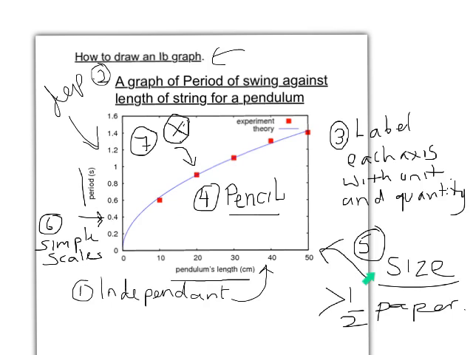Number 5, make sure your graph is a sensible size. Make sure that it covers more than half the whole paper. Number 6, make sure your scales are simple and they go up in straightforward increments. And number 7, when plotting your points, use a small X.